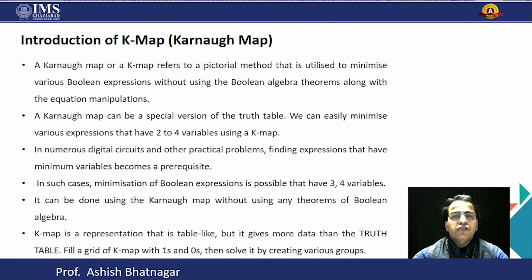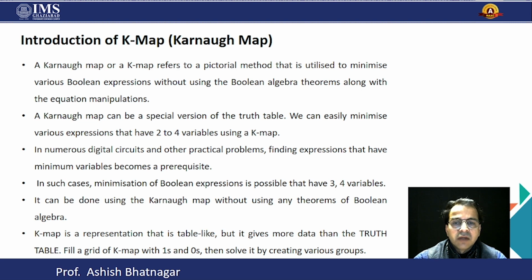So, introduction of the Karnaugh map. As we know, a Karnaugh map, known as the K-map, refers to a pictorial method that is utilized to minimize various Boolean expressions without using Boolean algebra theory, along with equation manipulations. A Karnaugh map can be a spatial version of the truth table. We can easily minimize various expressions that have 2 variables, 4 variables using K-map. In numerous digital circuits and other practical problems, finding expressions that have minimum variables becomes a prerequisite.